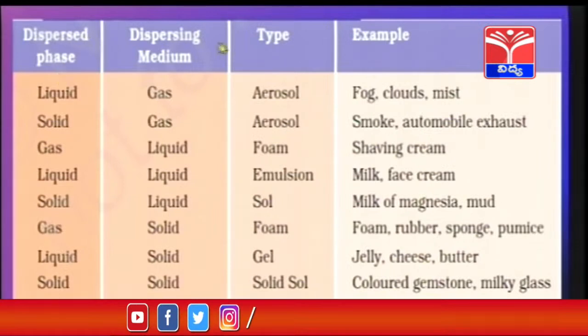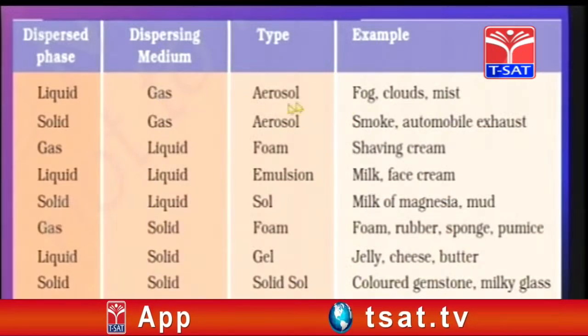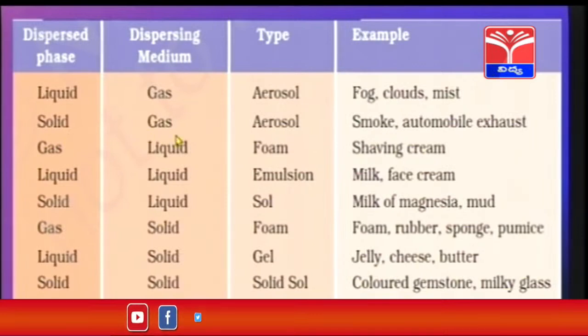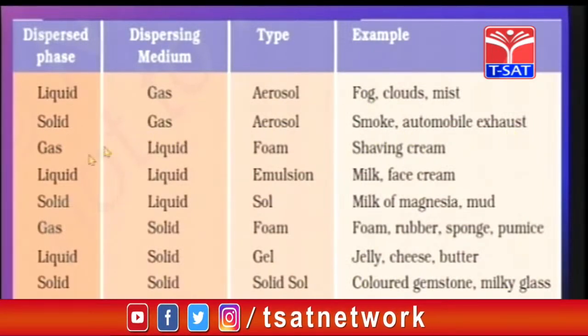So we have seen so many examples, children. Dispersed phase and dispersing medium are given in this table. Dispersed phase if it is liquid and the dispersing medium if it is gas, then it is aerosol. Examples we have seen: fog, clouds, mist. Dispersed phase if it is solid and dispersing medium if it is gas, then it forms aerosol. Example: smoke, automobile exhaust, etc.